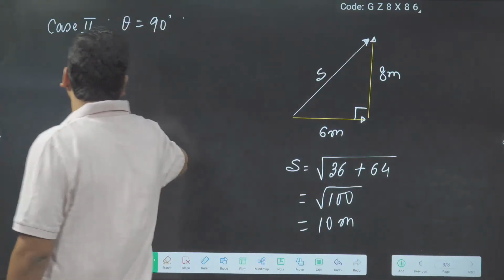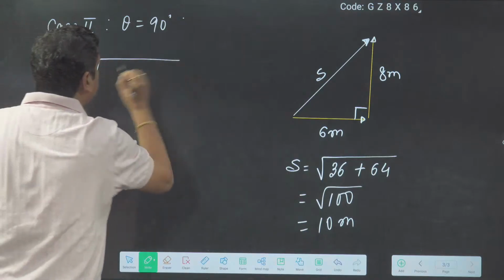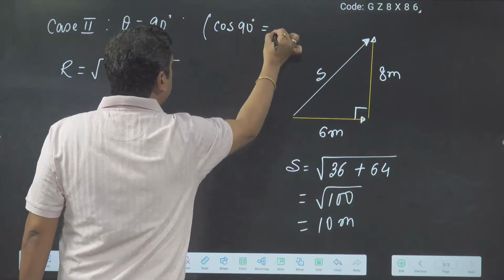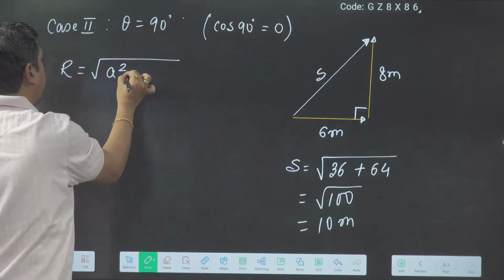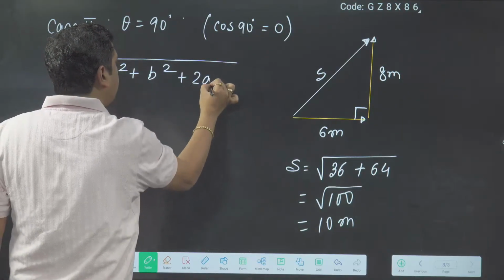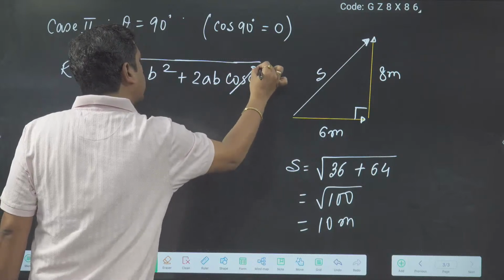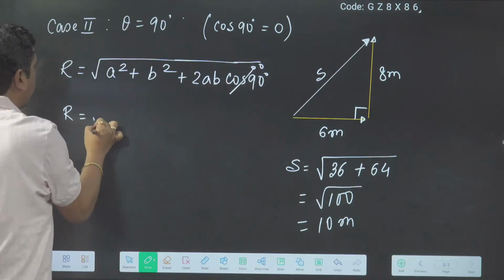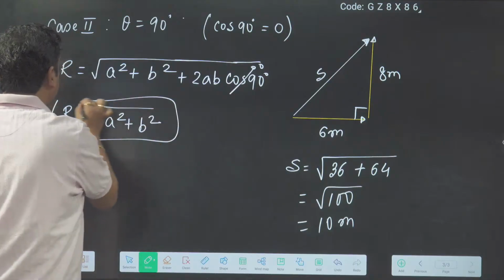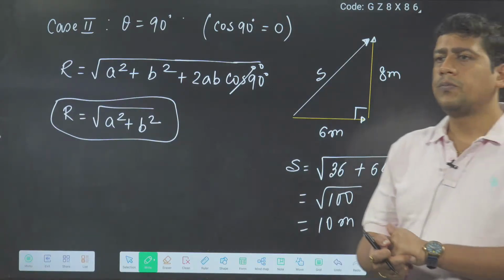Now if you put theta equal to 90 degree, the resultant will be, let me ask you, what is the value of cos 90? Cos 90 degree is 0. So the value will be under root a square plus b square plus 2ab cos 90. Cos 90 is 0, so the resultant will become under root a square plus b square, which we already know.